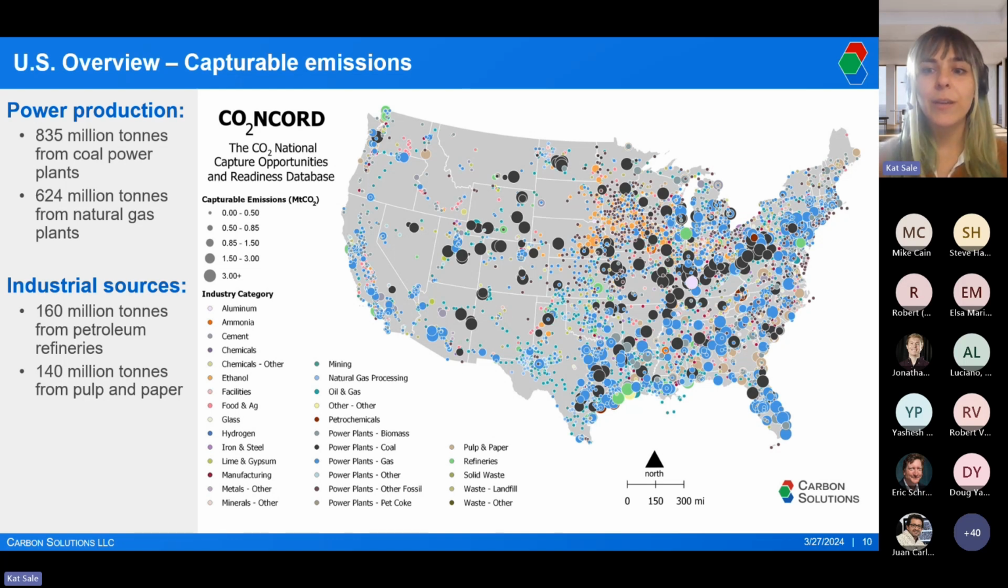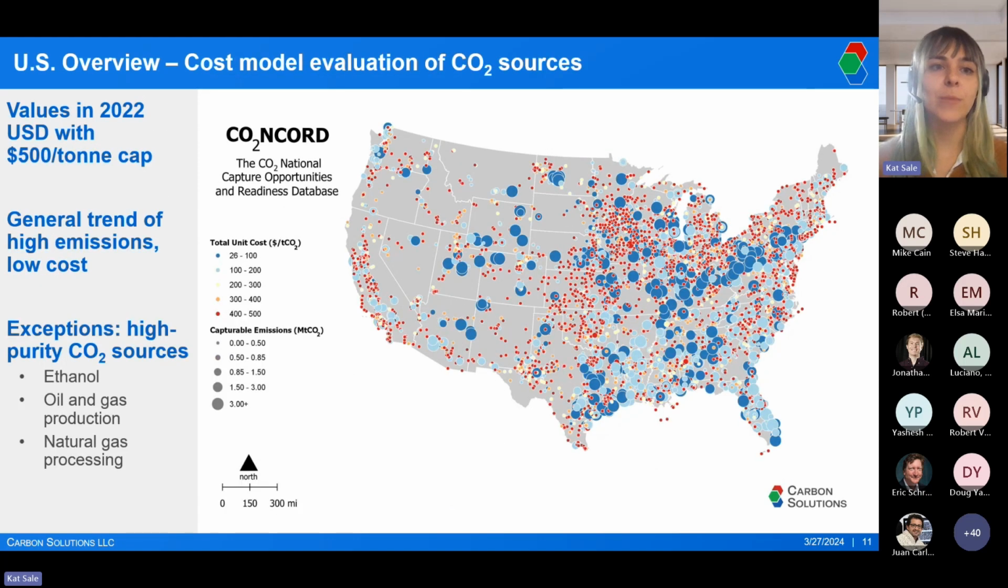And so once we've evaluated the capturable quantities of CO2 across the US, the next thing we can do is apply the cost models. And so here we've applied the cost models to all sources across the US. The values here are in 2022 USD, and they have a $500 per ton cap put on them. In red, we have the highest cost, and blue is your lowest cost. And then the sizes of our circles indicate the quantity of capturable emissions at each location.